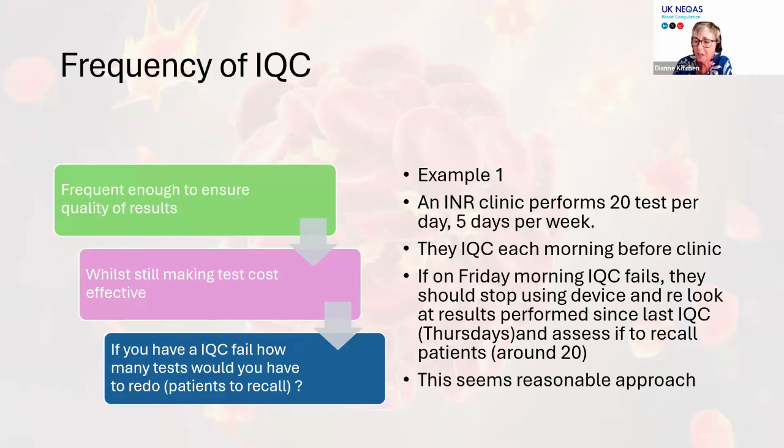So for an example, we might have an INR clinic performing 20 tests per day, 5 days a week, and they might do their IQC first thing in the morning. And on the Friday morning, when they do their IQC, if it fails, then they would stop testing and look at the previous day's IQC, which would be the Thursday's, and then they would have to consider if they're going to recall those 20 patients. They would look at the results and decide whether to recall them all or just the ones that you were suspicious of. And I think this seems a reasonable process for this particular setup.